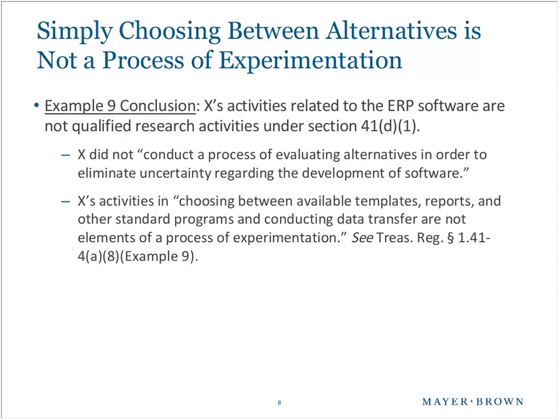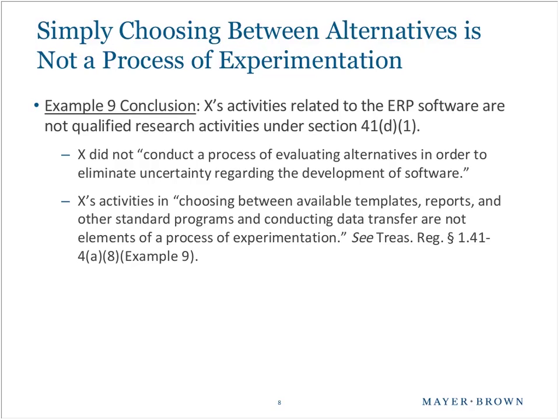The regulations conclude that this is not qualified research under Section 41D. The taxpayer, as described, did not conduct a process of evaluating alternatives in order to eliminate uncertainty regarding the ERP system. They simply chose among available templates and reports and other standard programs and altered them to fit its needs. And so, as described, this seems correct. The taxpayer is simply choosing from available alternatives, and there was no real uncertainty regarding the method or design.